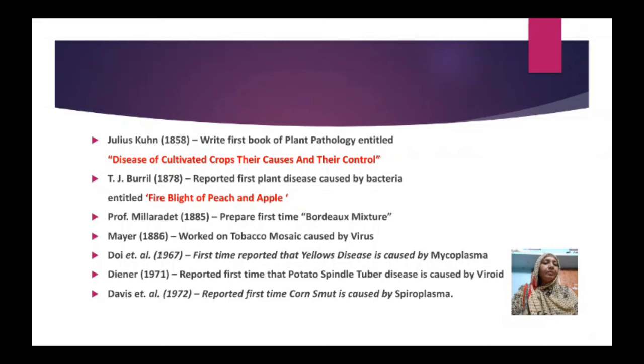Professor Millardet prepared Bordeaux mixture, while in 1886 Mayer worked on the tobacco mosaic disease and reported that it is due to a virus. Doi et al. reported yellow diseases caused by mycoplasma. Diener reported potato spindle tuber disease because of a viroid, while Davis et al. reported corn stunt disease because of a spiroplasma.